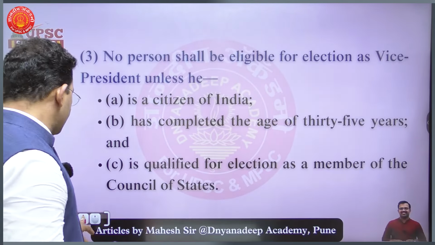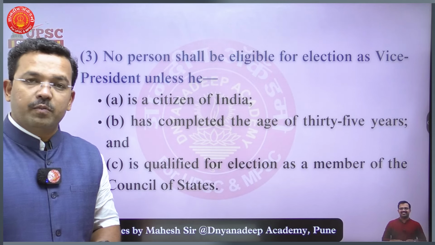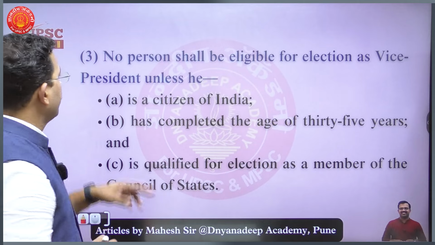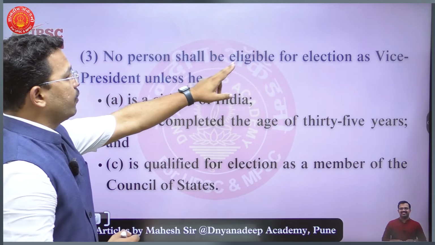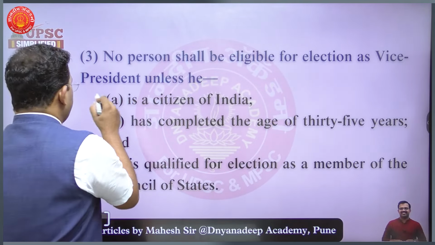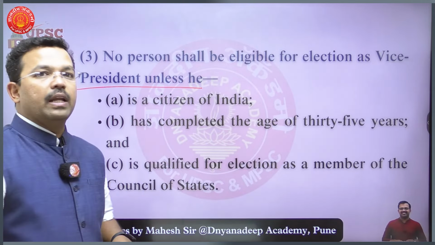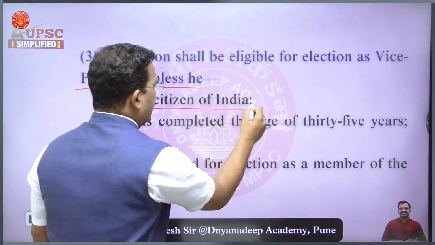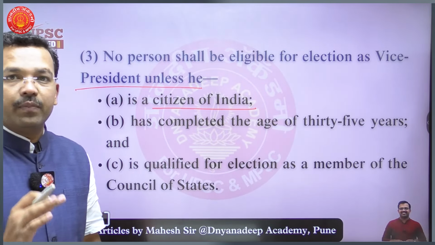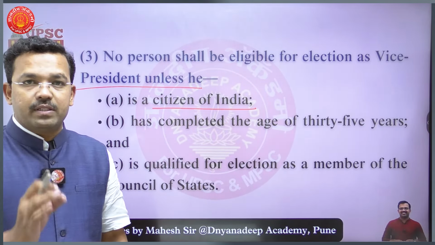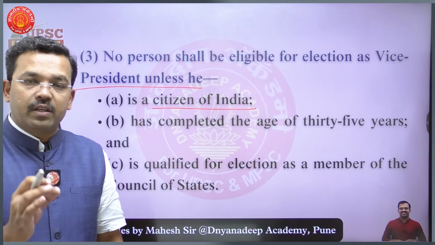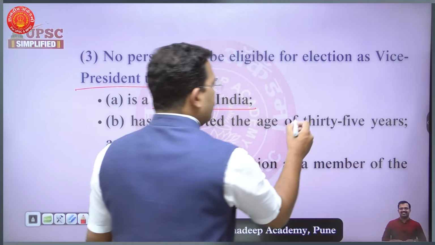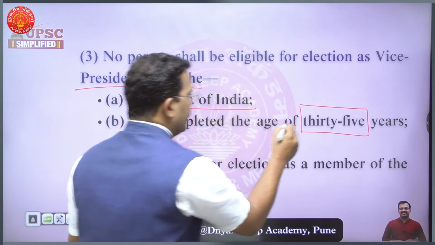Now, in this case, what are the additional qualifications which are required for a person to get elected as vice president? No person shall be eligible for election as vice president. It means we will not allow any person to be elected as vice president unless he is a citizen of India. Any person who wants to be vice president of India, he or she must be a citizen of India, has completed the age of 35 years. So this is the additional criteria to get elected as vice president.